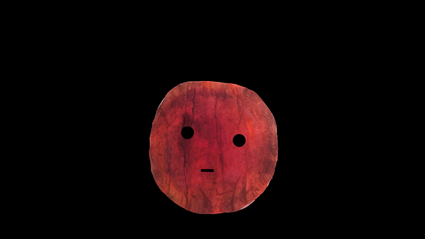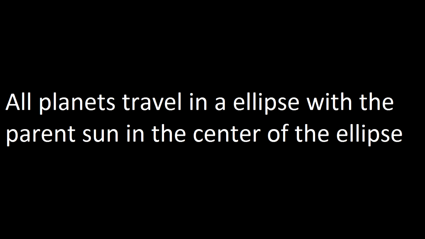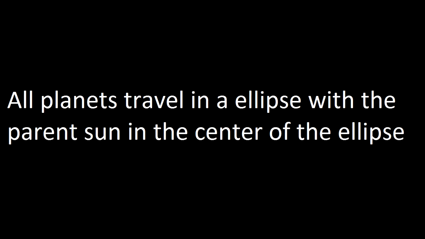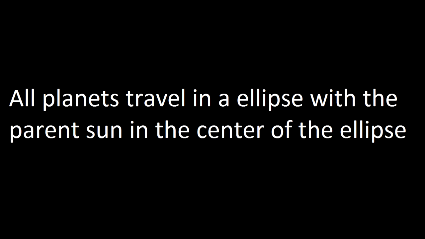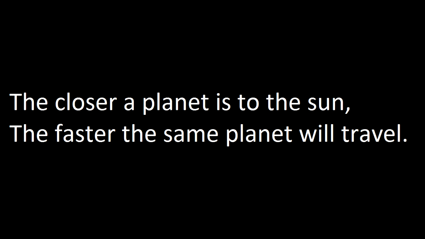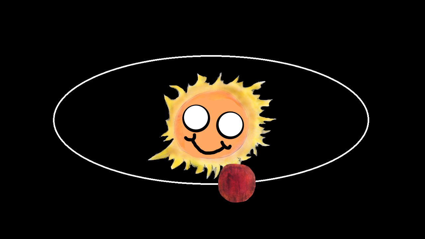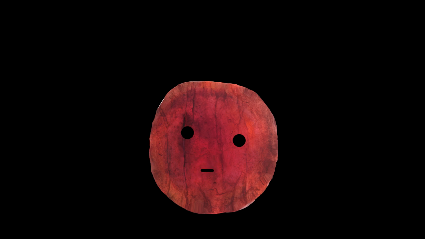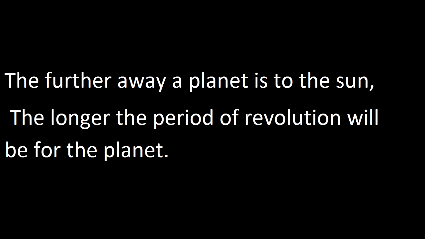Now we go on to Kepler's laws of planetary motion. Kepler's first law. All planets travel in an ellipse with the parent star in the center of the ellipse. Next off is Kepler's second law. The closer a planet is to the sun, the faster the same planet will travel. Finally, Kepler's third law. The further away a planet is to the sun, the longer the period of revolution will be for the planet.